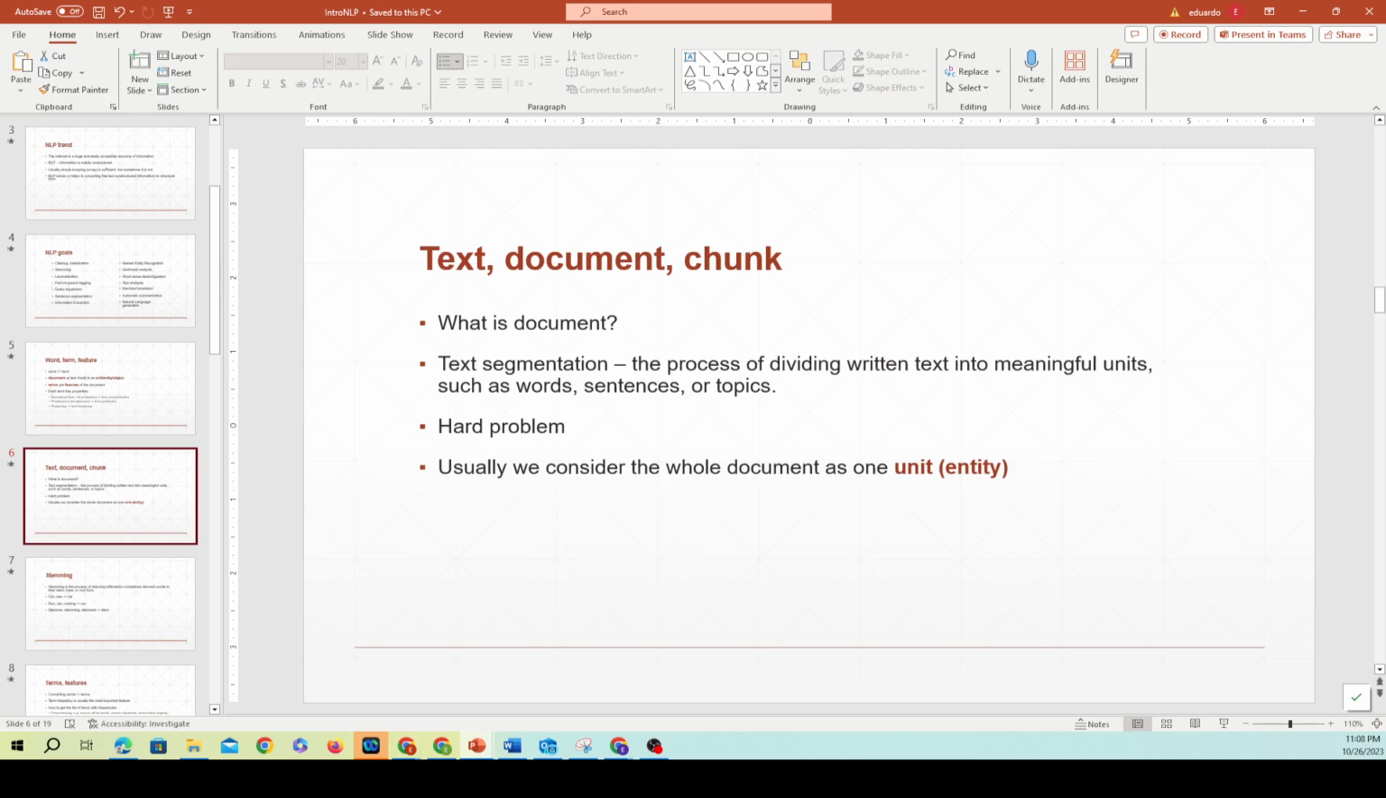So what is the document? Like I said, it's where we have a bunch of phrases or sentences in a file. Text segmentation is the process of dividing written text into meaningful units, such as words, sentences, or topics. So when we segment a text, we're practically just dividing it into meaningful units. It could be words, sentences, or topics. In general, we separate them by terms, but we want to think about it as separating into words, sentences, and topics. It's a hard problem to consider. We consider the whole document as one entity.